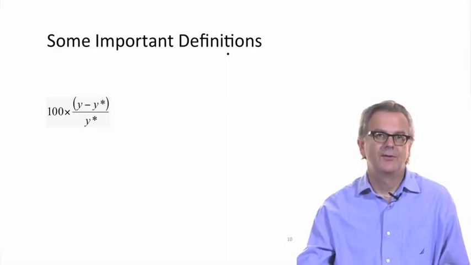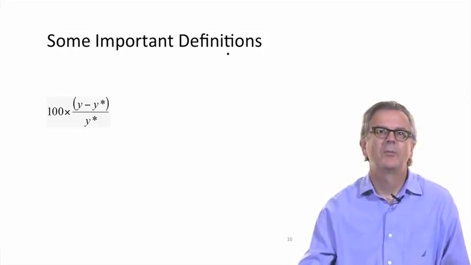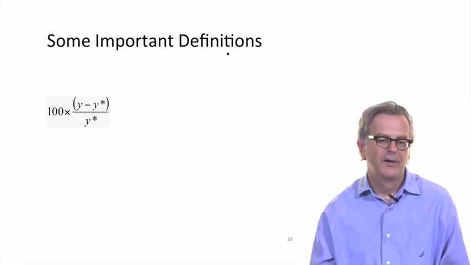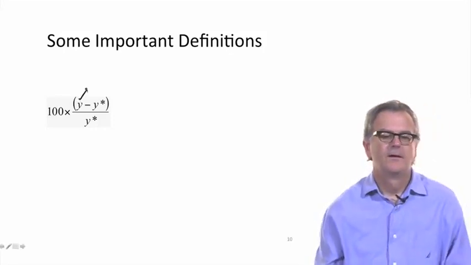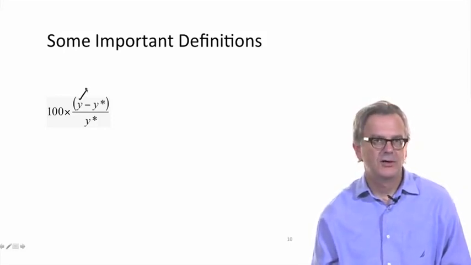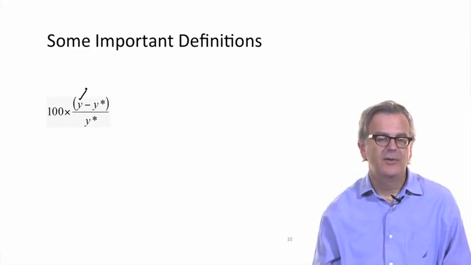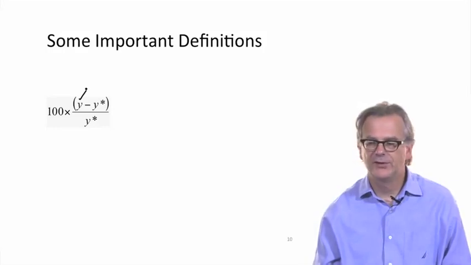Another important definition, this little formula here represents what is known as the output gap. Now, Y on its own represents the actual level of real GDP. And so when we talk about the output gap, we're actually talking about the difference between the actual flow of GDP and Y star, its potential flow.